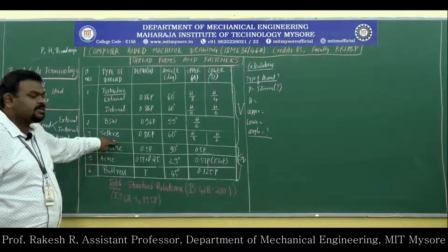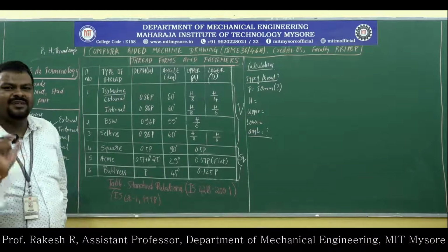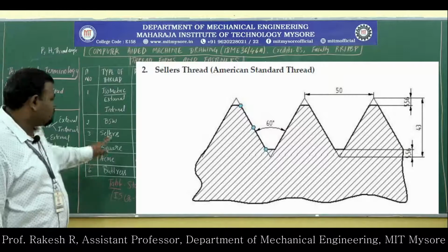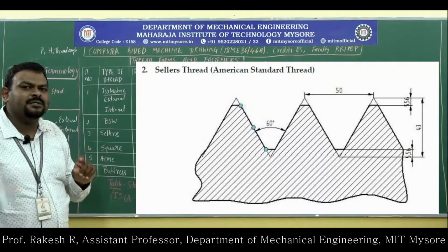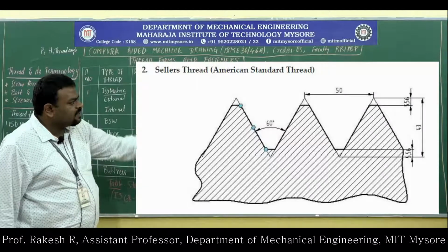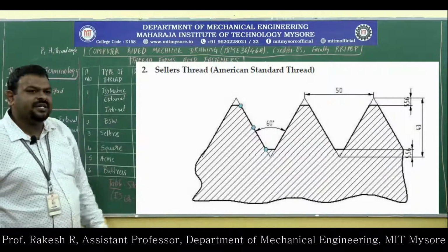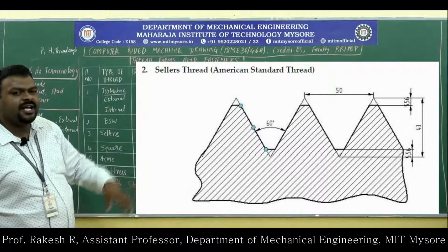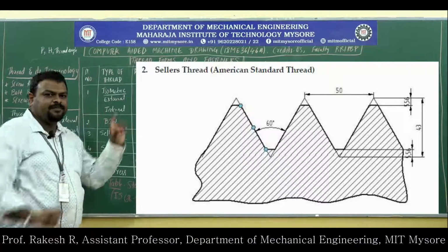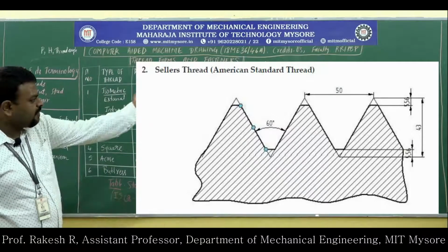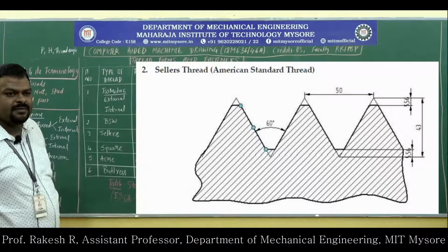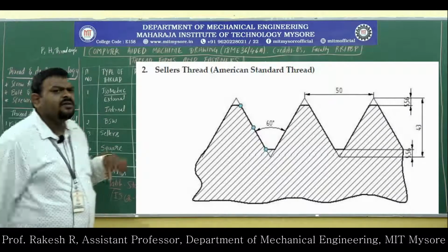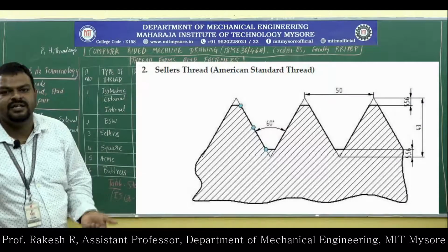Then Seller's thread, the only twist is they can ask for the American standard thread. That American standard thread is nothing but Seller's thread. It follows the principle of the BSW internal thread, the same thing, and see the angle. You have to show the angle 60 degree and 0.86p is the depth of thread. H by 8 and H by 6 are the upper and lower, addendum and dedendum. So that is the profile of Seller's thread. Below that you have to mention Seller's thread. Better you write it in capitals, or you can maintain the font size as per drawing convention.